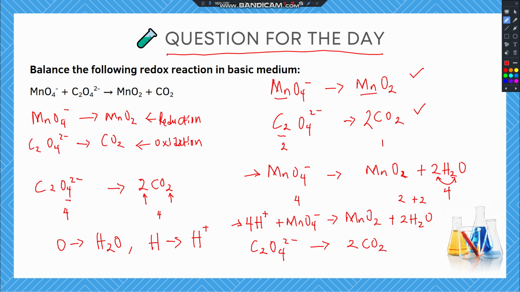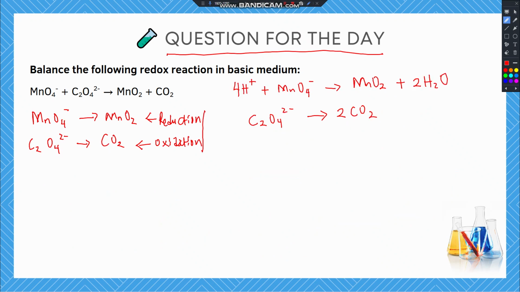So now that we have all the atoms, we have oxygen balanced and hydrogen balanced. The next rule says balance charges using electrons. So let's do that very quickly. To balance charges, what it simply means is that we need to calculate the amount of charge on the left side and on the right side of both equations, and then we add a sufficient number of electrons to the side that is more positive so that the charges can be balanced.